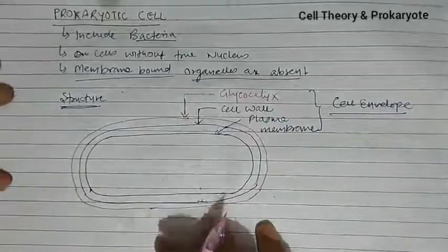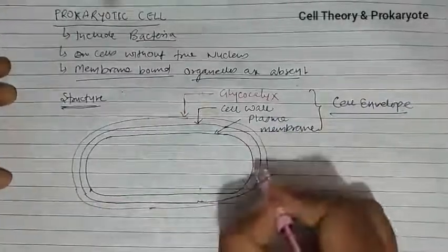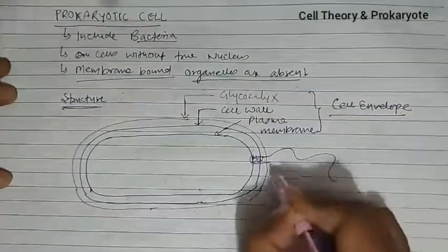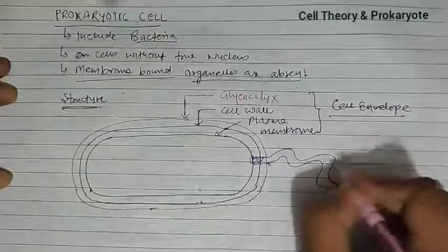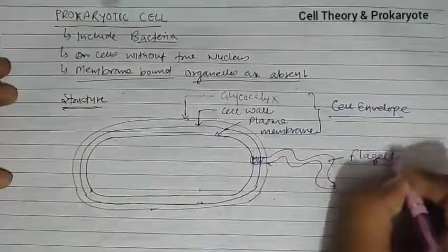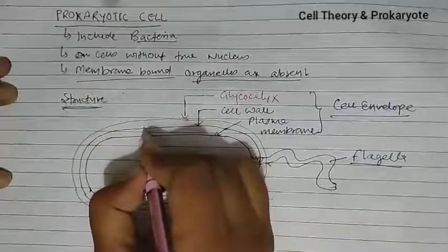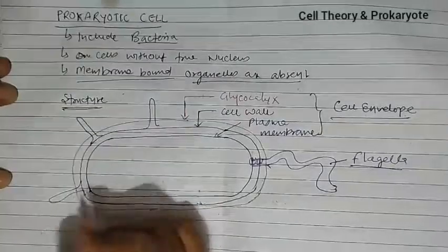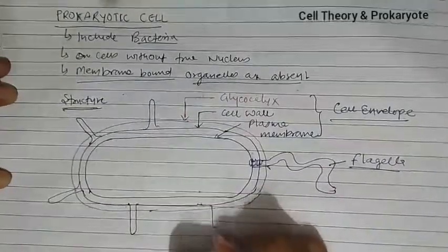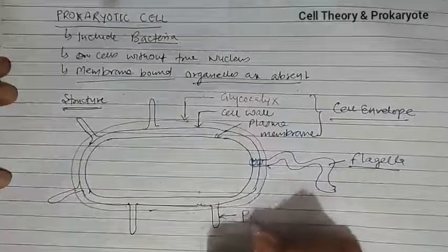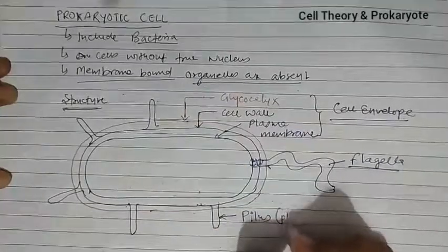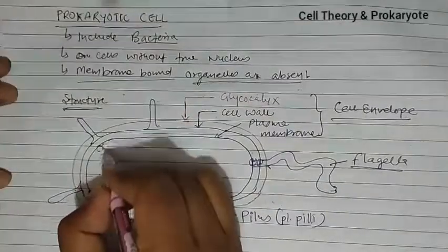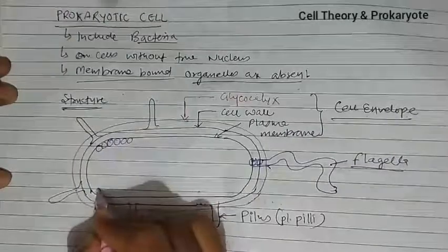Okay, next you can also see some extensions like this, and we call them flagella. Some extensions like this are known as pilus, and the plural is pili. Okay, they have respiratory enzymes associated with the plasma membrane.